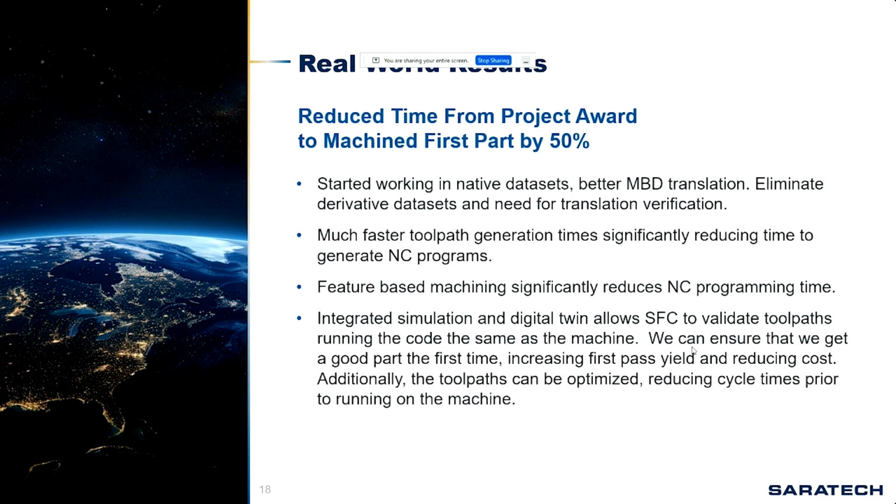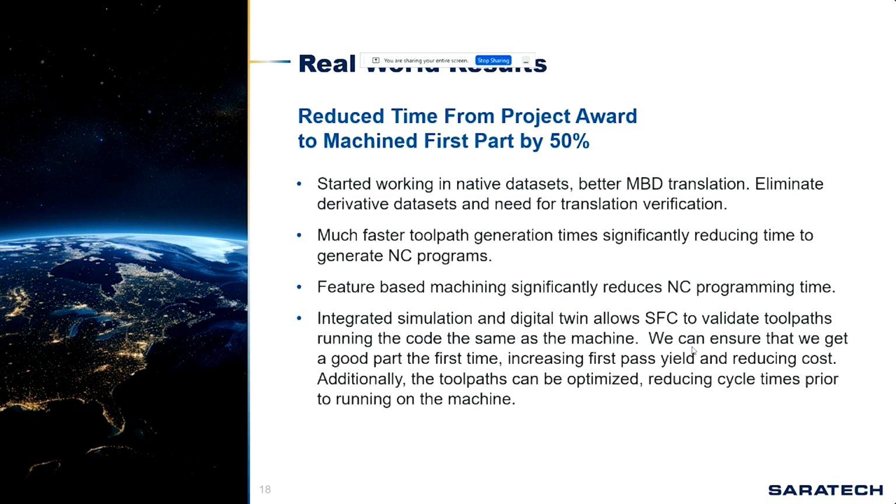We're getting much faster toolpath generation. We've seen on average about a 90% reduction on some of these larger, more complex parts. That was one of the real pains for me, sitting around and watching my programmer stare at a screen while the toolpaths generate, paying him hourly. So reducing that has had a significant cost savings for us. Utilizing feature-based machining, like Mark described, significantly reduced our NC programming time. That's how we're achieving some of these reduced lead times for the manufacturing cycle by 50%.